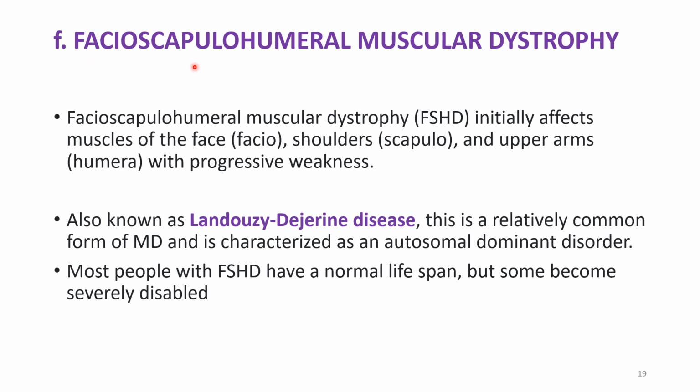Next, coming to the facioscapulohumeral muscular dystrophy, FSHD. It initially affects the face, shoulders, and upper arms with progressive weakness. It is also known as Landouzy-Dejerine disease. This is a relatively common form of MD and is characterized as an autosomal dominant disorder. Most people with this disorder have a normal lifespan, but some become severely disabled.